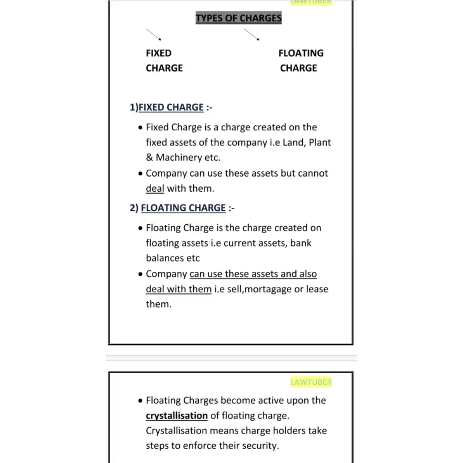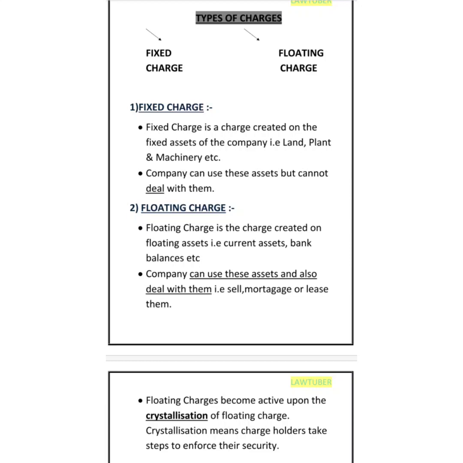So now friends, we come to the types of charges. There are two types: fixed charges, floating charges. So we'll start with fixed charges. As the name suggests, fixed charge is a charge created on the fixed assets of the company, that is land, plant and machinery, etc. So simple, fixed charge is a charge created on the fixed assets of the company.